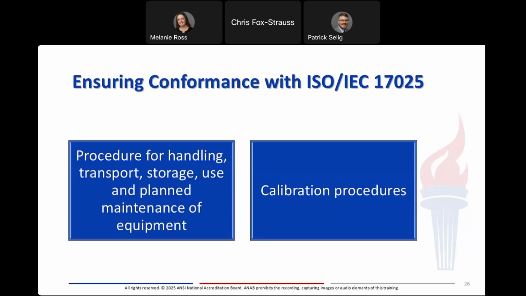Additional requirements would include a procedure for handling, transport, storage, use, and planned maintenance of equipment. Well, this is a requirement of all laboratories conforming to the requirements of 17025. The testing laboratory would need to consider these steps for calibration equipment and equipment that is being calibrated in-house. Additionally, procedures for the calibration of equipment would need to be developed, implemented, and maintained.